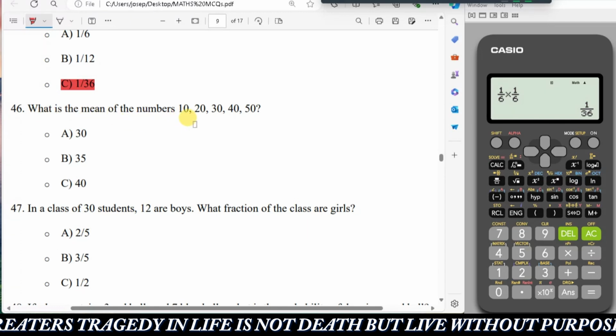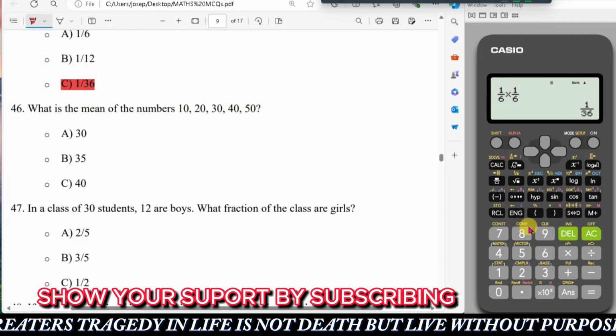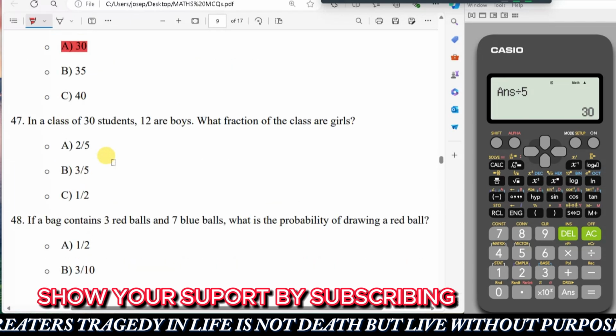46. What is the mean of the numbers 10, 20, 30, 40, 50? The mean is the average of the numbers. So we have 10 plus 20 plus 30 plus 40 plus 50, equal sign. Now divide this by the number of data in the set: 1, 2, 3, 4, 5. So there are 5, so we divide by 5. And your answer is 30. So the correct answer is A.